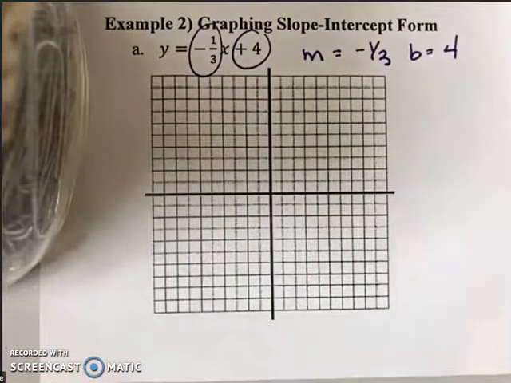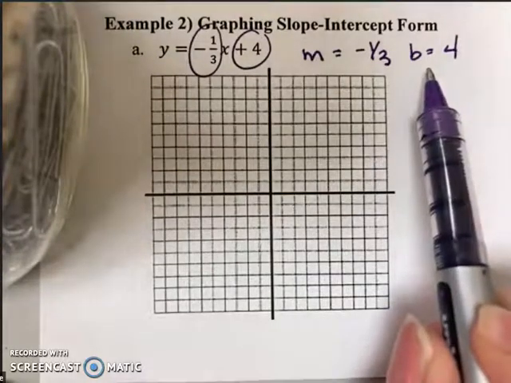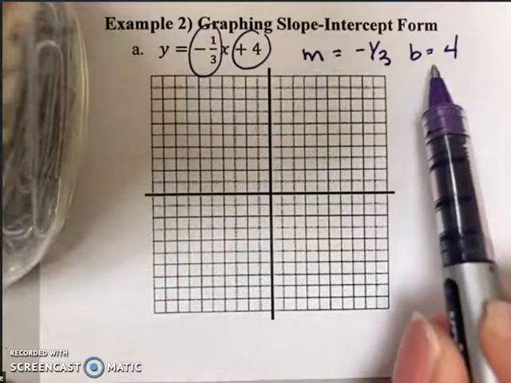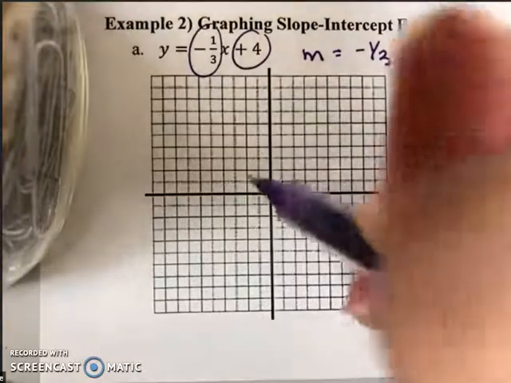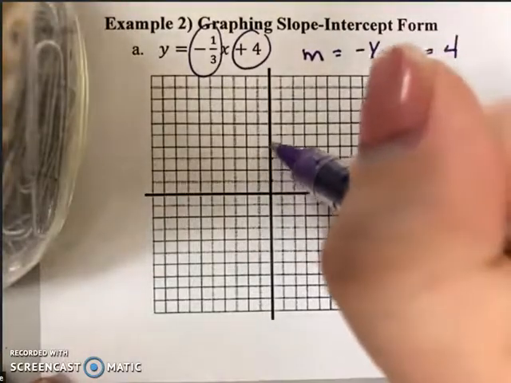Now, to draw any linear function or to draw any line, all you really need is 2 points. Well, I already know one point that I can plot on the coordinate plane. That's my y-intercept. So I go on the y-axis and move up 4 units. 1, 2, 3, 4.